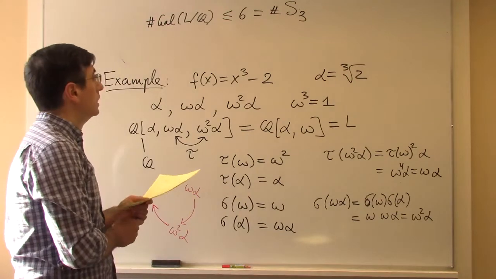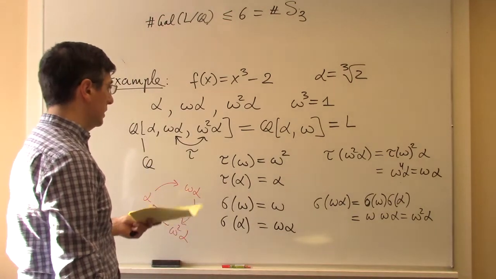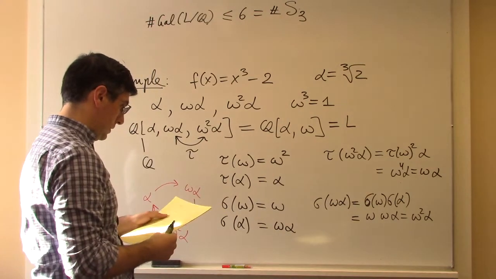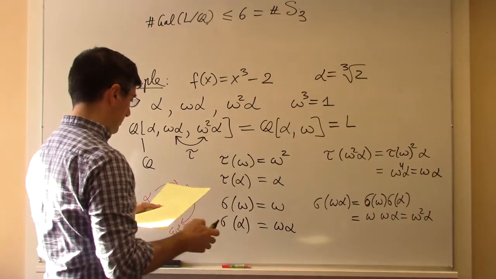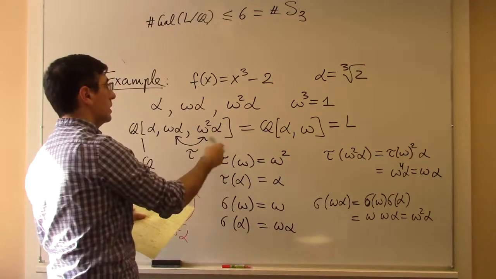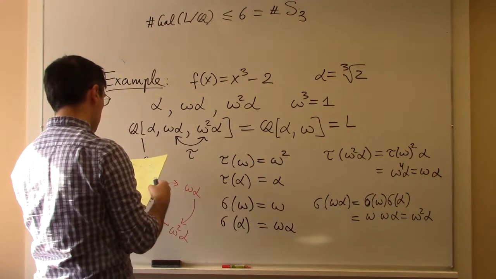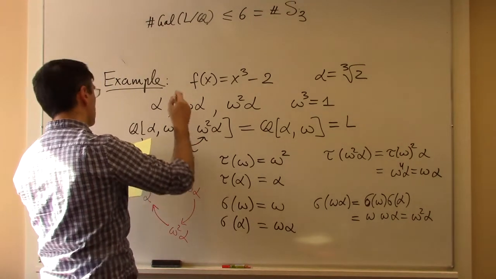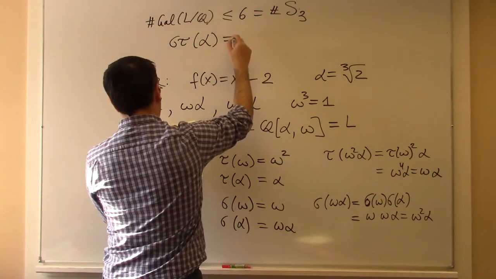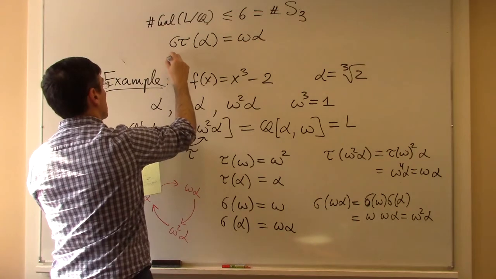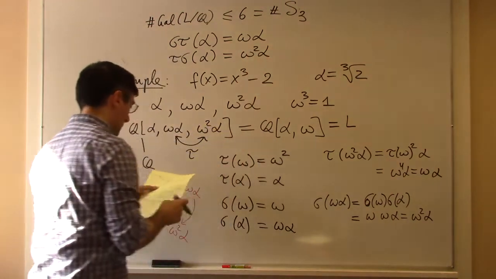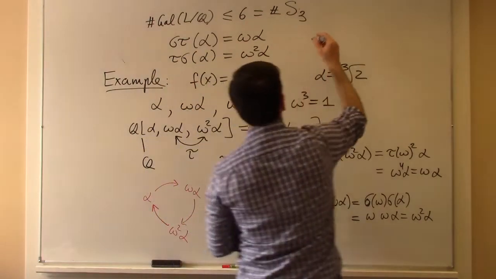You can see that we get the whole group, but just to make sure, we can see how these elements commute with each other, and to see this S3 appearing from the relationships, maybe compute sigma tau. If you compute its action on alpha, you will get omega alpha. But if you compute tau sigma on alpha, you will get omega squared alpha. So these two elements do not commute with each other.